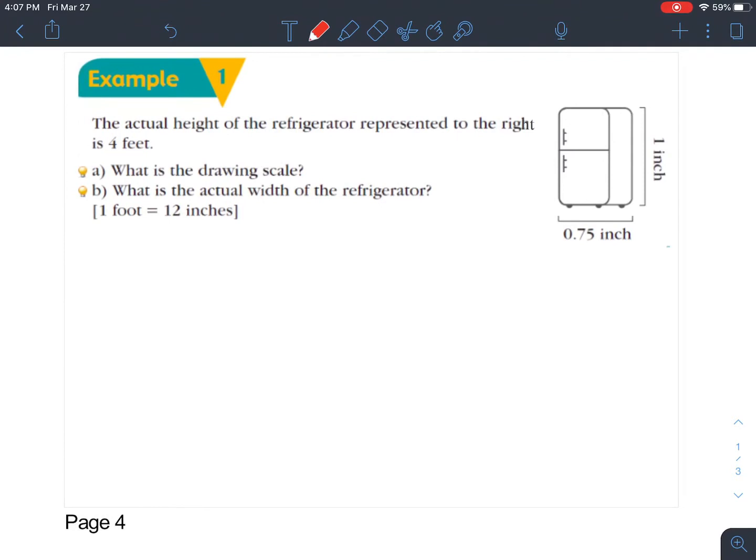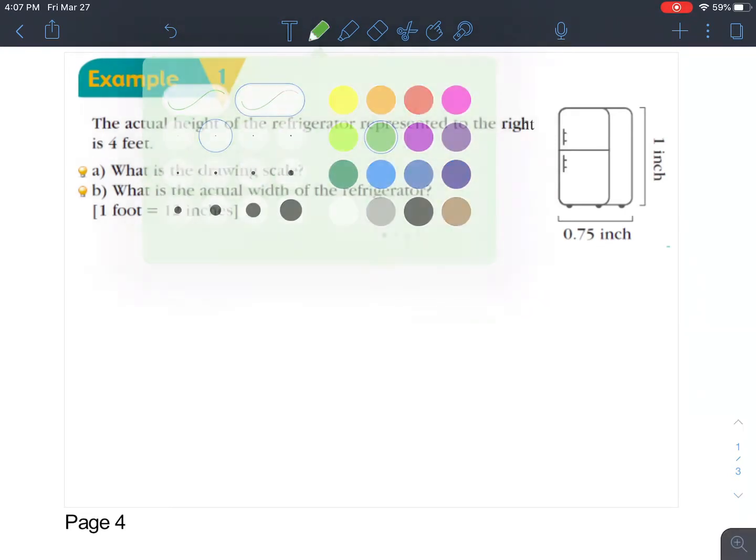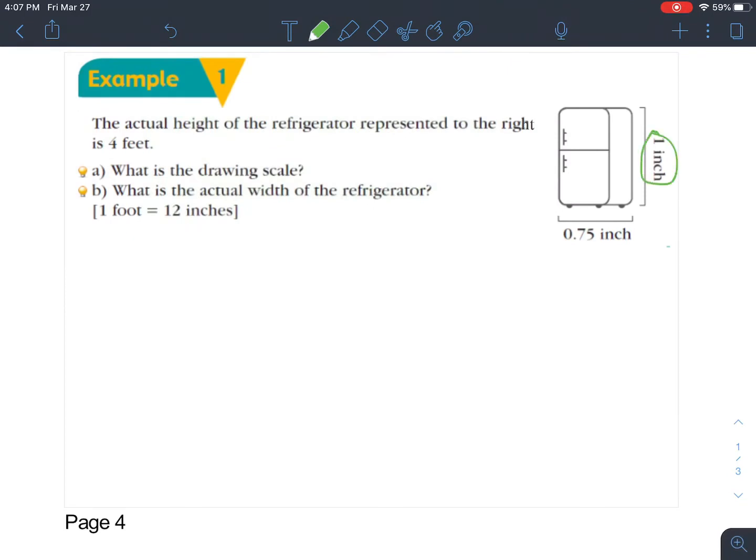Okay, so we have a drawing of a refrigerator here on the right, and we are told that the actual height is going to be 4 feet. Part A is asking, what is the drawing scale? We already know that the height of the drawing is 1 inch, and we also know that 4 feet represents that height as well. So those values represent the same thing. We should write that as our ratio, and we should include units because the units are different between the two. 1 inch is compared to 4 feet, and that is the answer for part A.